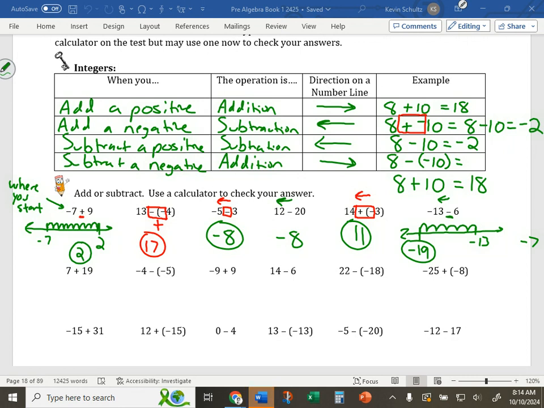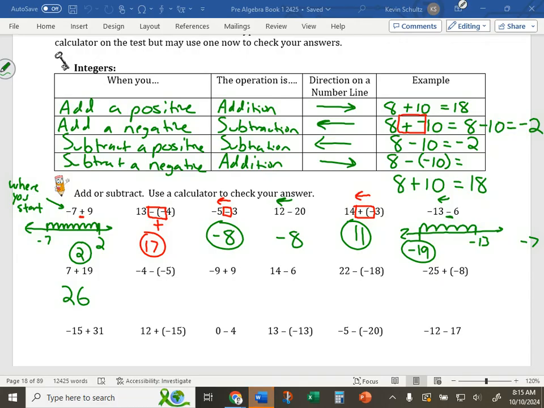So if you put negative 7, you added, you went to the right instead of the left. Pay attention to what's in between the numbers. That's your operation. Second row, 7 plus 19. What did folks get for that? Sawyer? 26. We're starting at positive 7. Our operation is addition, which is going to the right. So 7 plus 19, we end at 26.